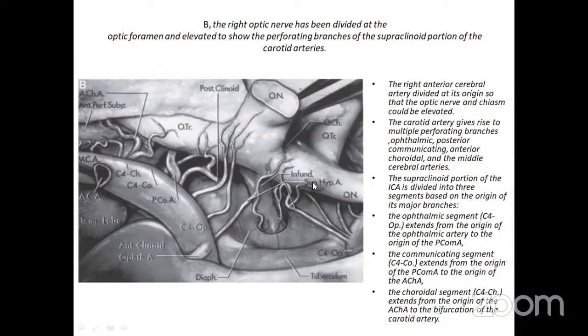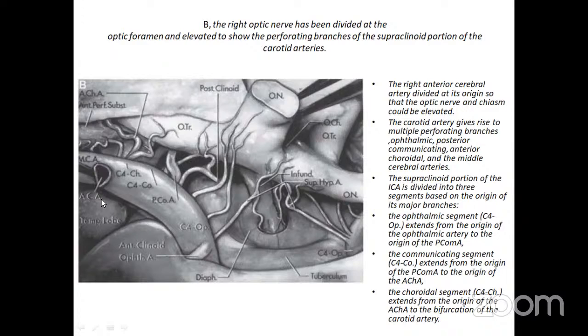This is the inferior lateral view. In this view, we can see that this is the anterior clinoid process. This is the internal carotid artery that enters through the optic canal medial to the anterior clinoid process. The ophthalmic segment, communicating segment, choroidal segment. Also, it bifurcates into MCA and ACA.